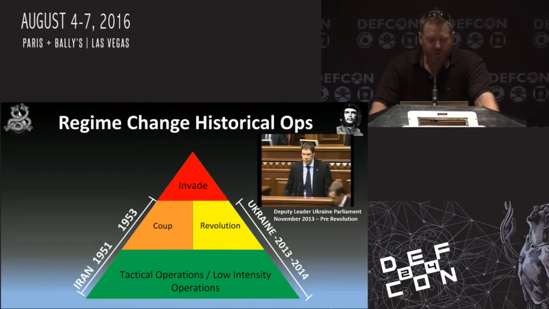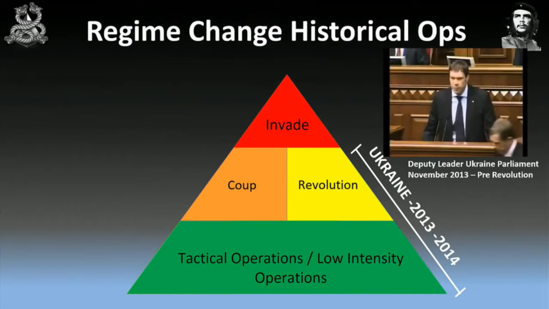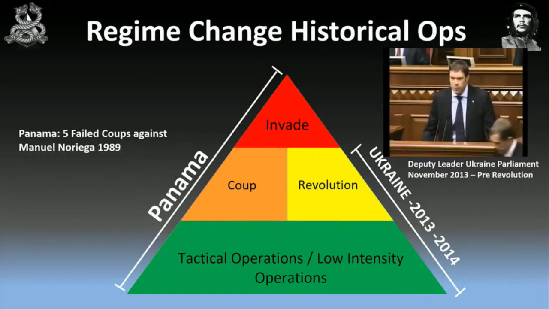If a revolution is not going to work, then we look at the coup. So the Iran coup over 51 to 53 was done by the British government and the US government. And if that fails, we look at an invasion. So before Panama was invaded, there were 5 failed coups before Manuel Noriega was replaced in 1989.